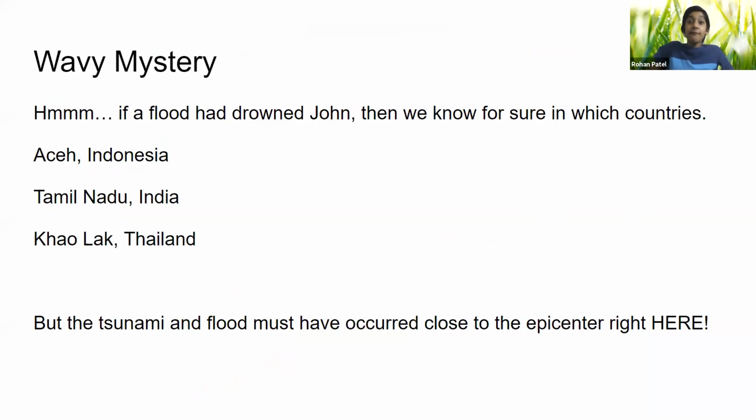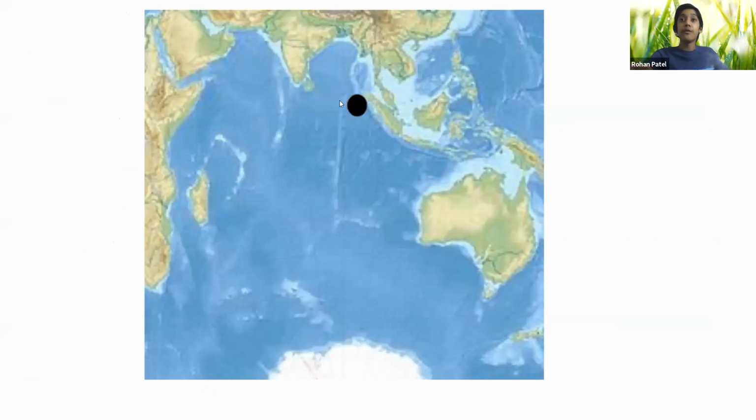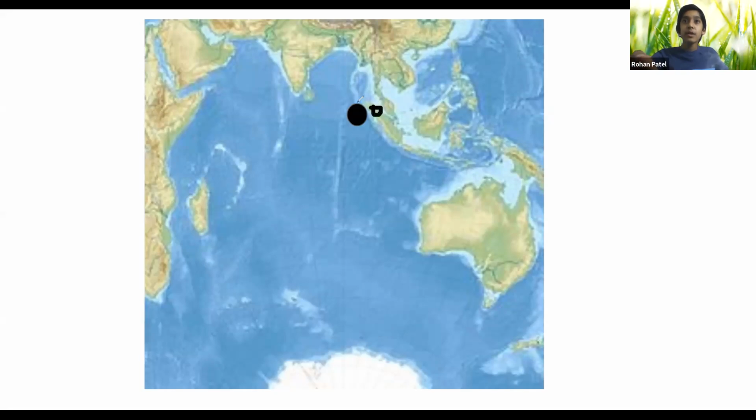But the tsunami and flood must have occurred close to the epicenter, which is right over here. And for those who don't know, this is where Aceh, Indonesia is. This is where Tamil Nadu, India is, over here. Oopsie daisies. Oh, sorry, that's a big drawing. And this is where Thailand is. So we have this big area for Thailand, this big area for India, and this big area for Indonesia.